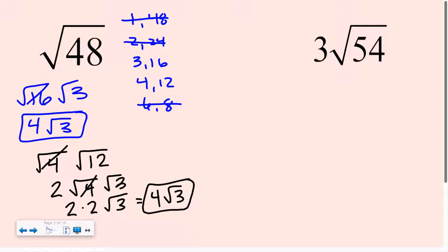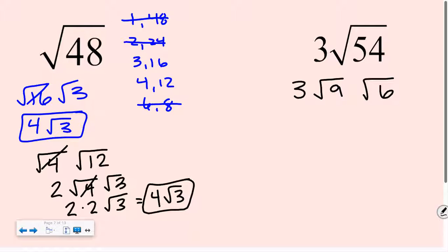Try the next one real quick. 3 times the square root of 54. Three stays out front when you break it apart. What perfect square can go into 54? 9. How many times? Good.